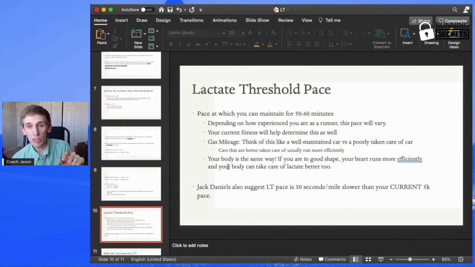There's also another famous coach, Jack Daniels. He has a bunch of books that are very formula and math minded. And he suggests that lactic threshold pace is 30 seconds per mile slower than your current 5K pace.